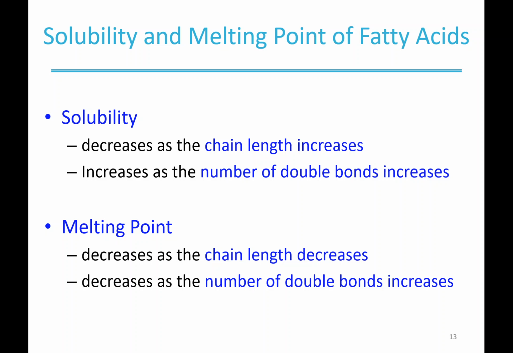Okay. So if we look at this solubility and melting point, how they change, right? Solubility decreases as the chain length increases. So you get a longer hydrophobic chain, solubility is going to go down. Solubility is going to increase as the number of double bonds increases. Right? Melting point follows the same relationship. Okay, melting point is going to decrease as the chain length decreases. So if the chain length increases, melting point would increase. If the chain length decreases, melting point will decrease. And melting point also decreases again as the number of double bonds increases.